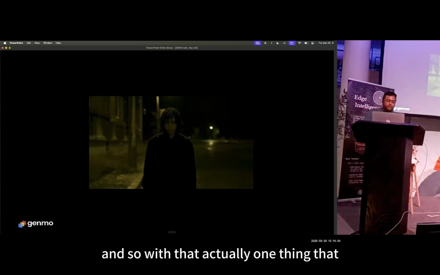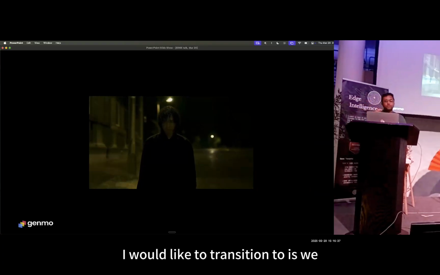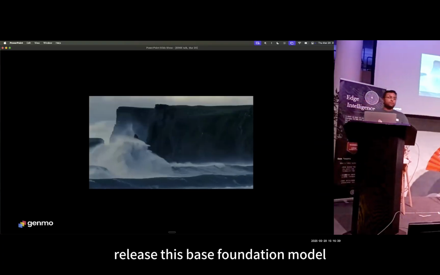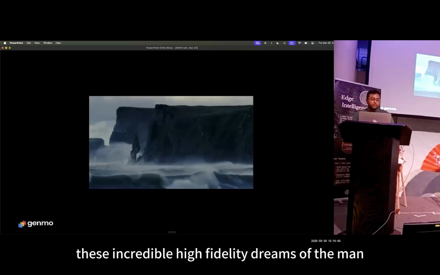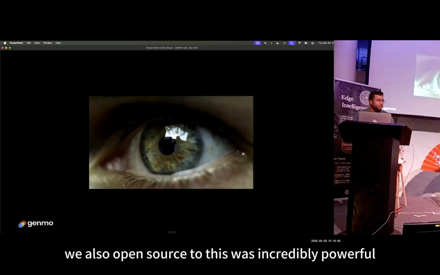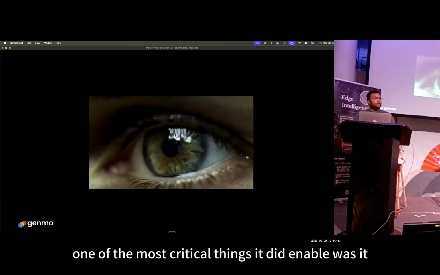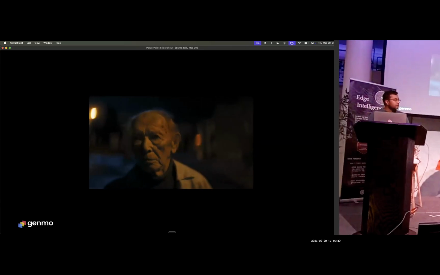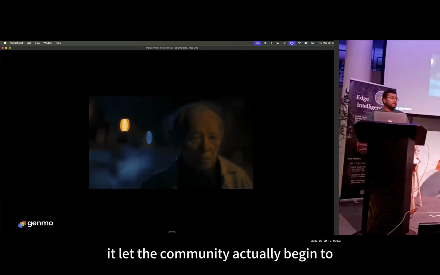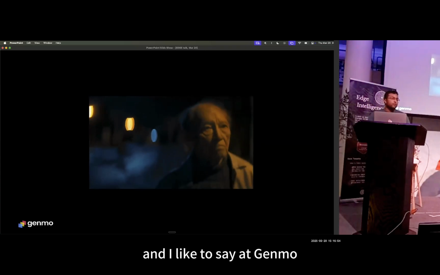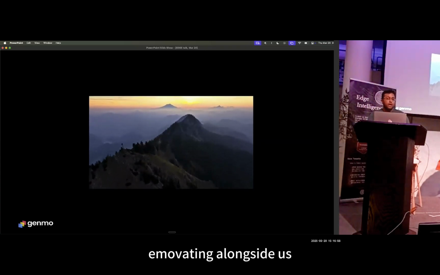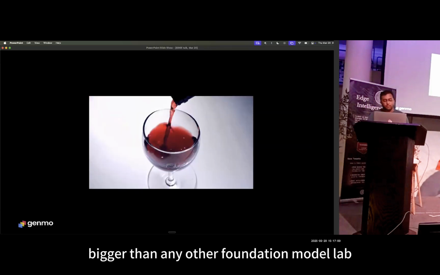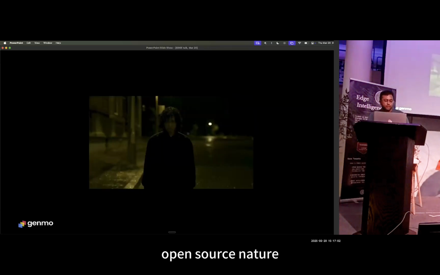And with that, one thing I would like to transition to is this: we released this base foundation model, this technology that can create these incredible high fidelity dreams on demand. But we also open sourced it. This was incredibly powerful, and one of the most critical things it enabled was letting the community begin to fine tune and improve on it. I like to say at Genmo, we have thousands of researchers all around the world innovating alongside us, bigger than any other foundation model lab because of this open source nature.